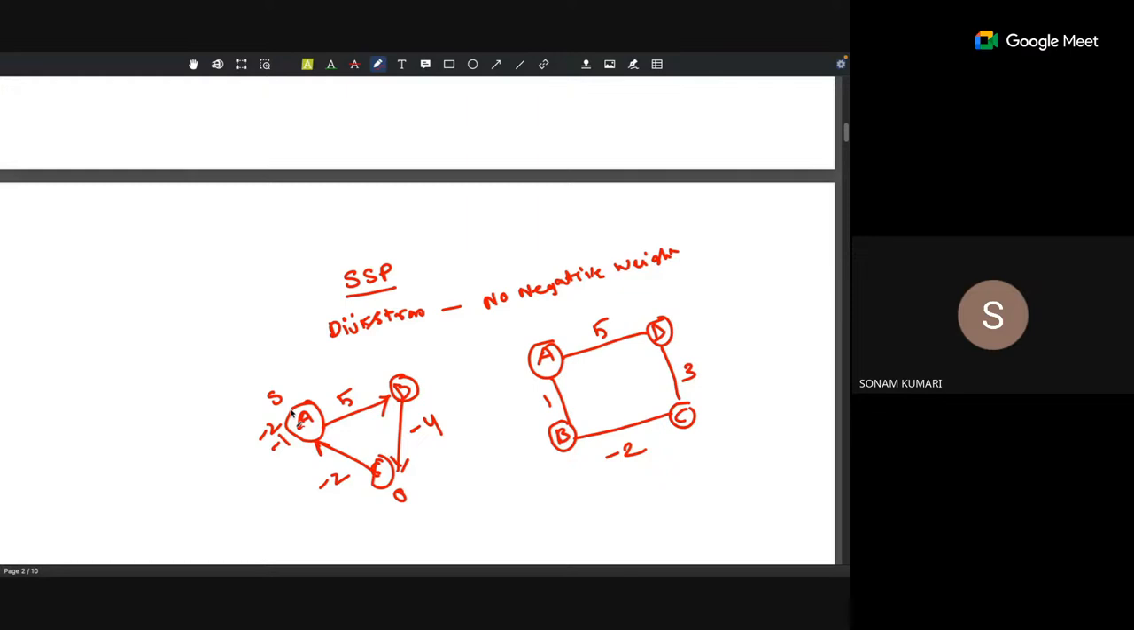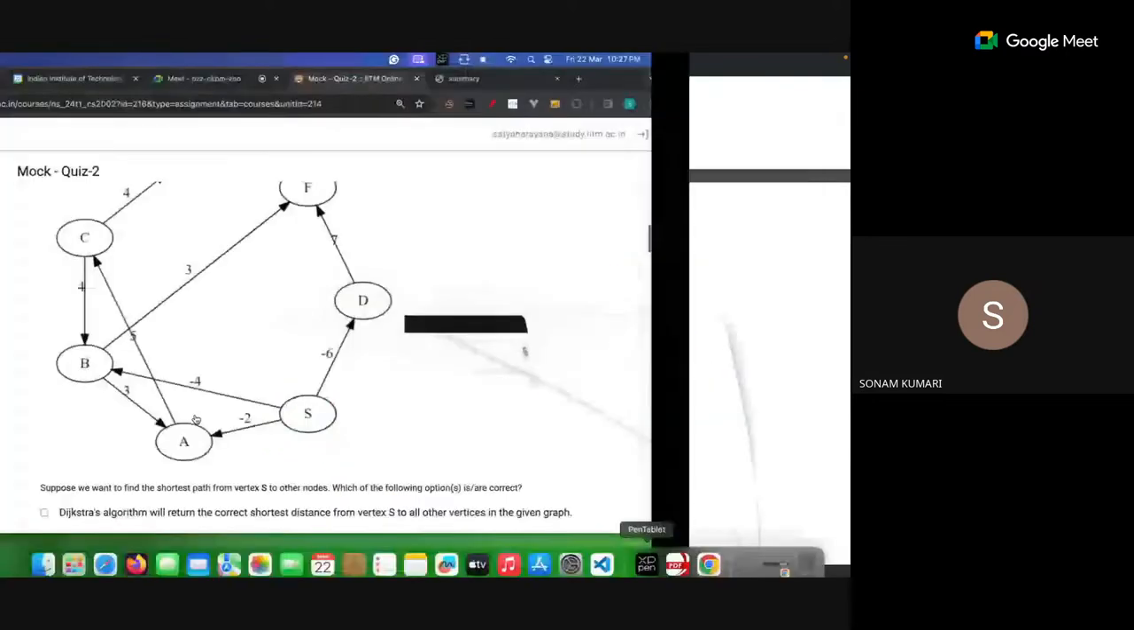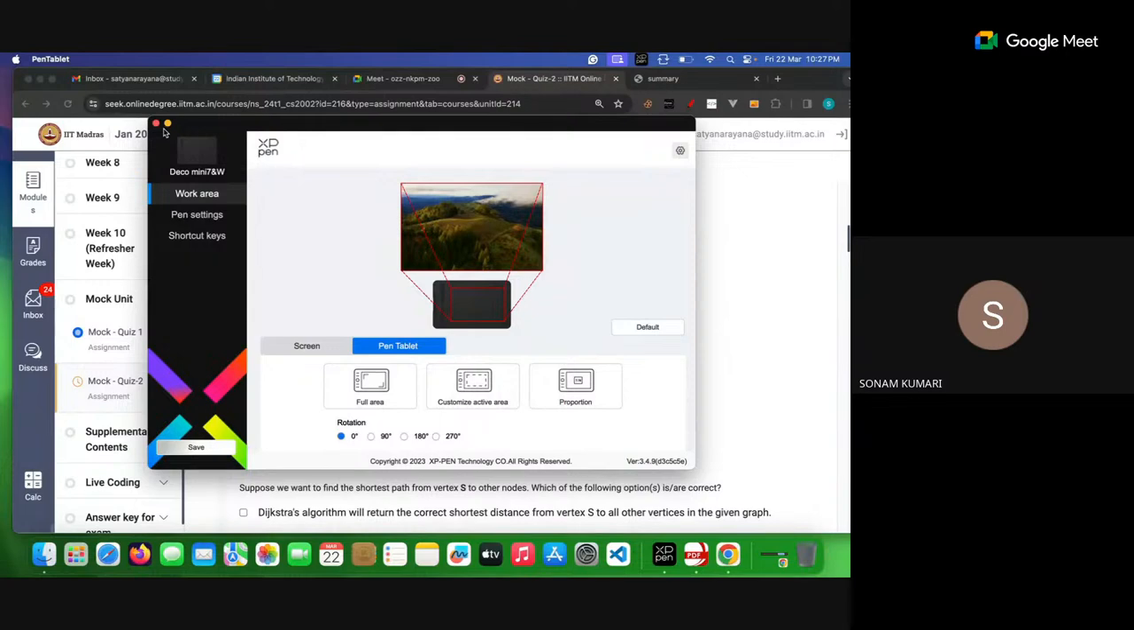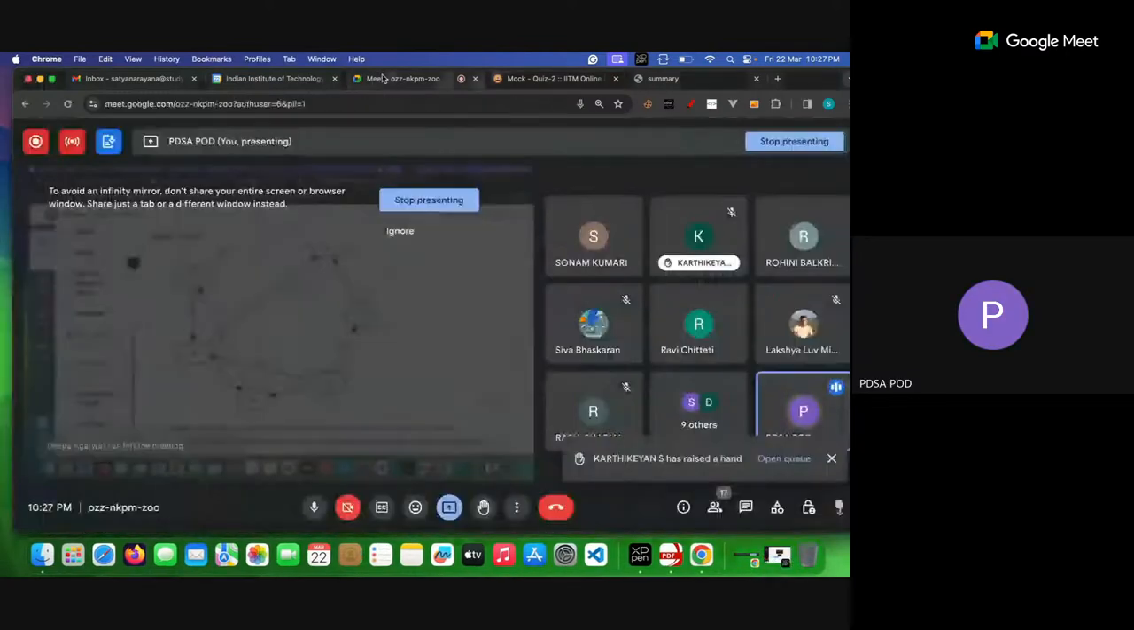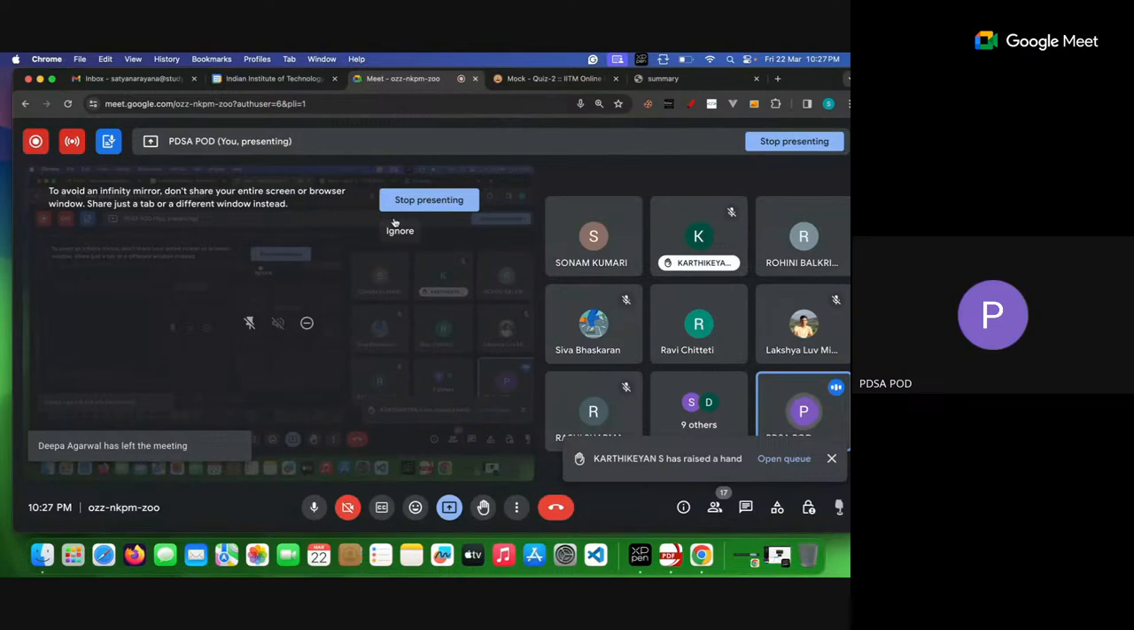When a negative cycle exists, we cannot use Dijkstra's algorithm, but when negative weights are there, we can use Bellman-Ford. Bellman-Ford will report that a negative cycle exists. But Dijkstra's algorithm doesn't report it; it will give a wrong result. Bellman-Ford checks and reports that a negative cycle exists, so please take care of it.